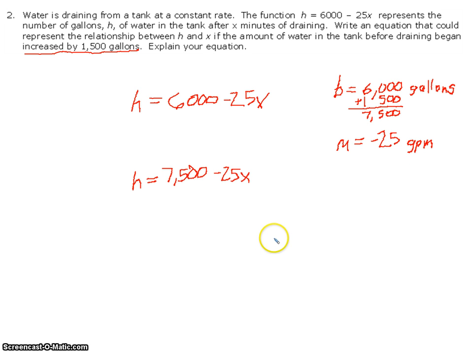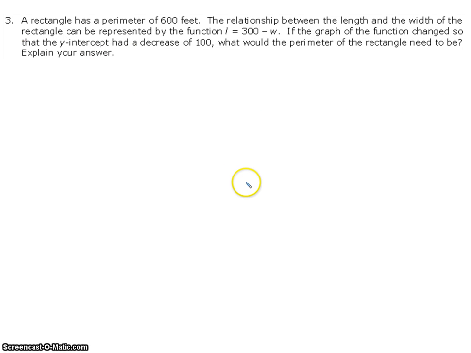Alright. So now let's take a look at this example here. We got a rectangle has a perimeter of 600 feet. The relationship between the length and the width of the rectangle can be represented by the function L equals 300 minus W. If the graph of the function changed so that the y-intercept had a decrease of 100, what would the perimeter of the rectangle need to be?